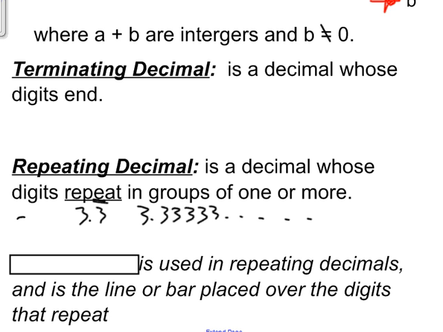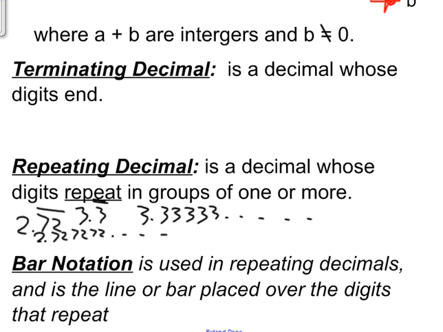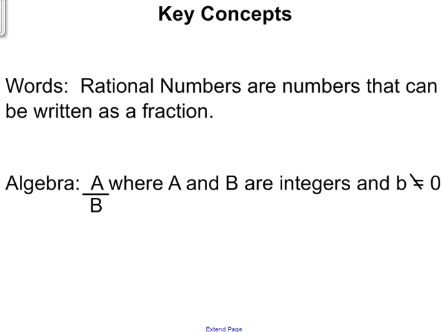We can have numbers like 2.72 with a bar over the 72. That means it's 2.727272 and so on. The bar indicates the numbers that repeat. Bar notation is used in repeating decimals and is the line or bar that is placed over the digits that repeat. So it indicates the ones that repeat.